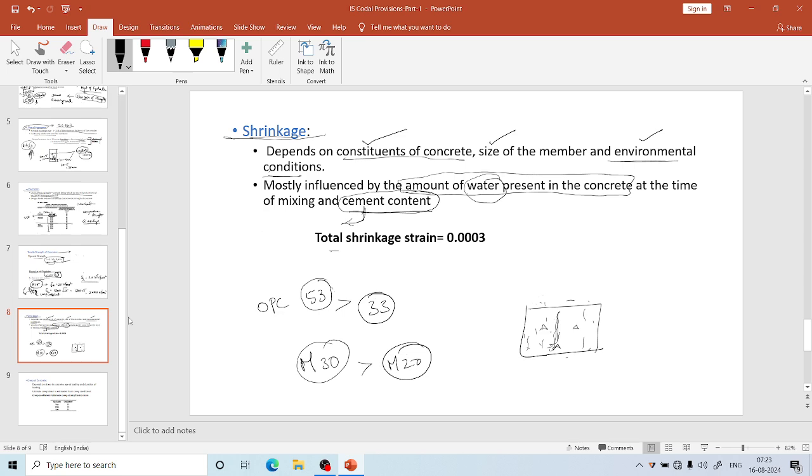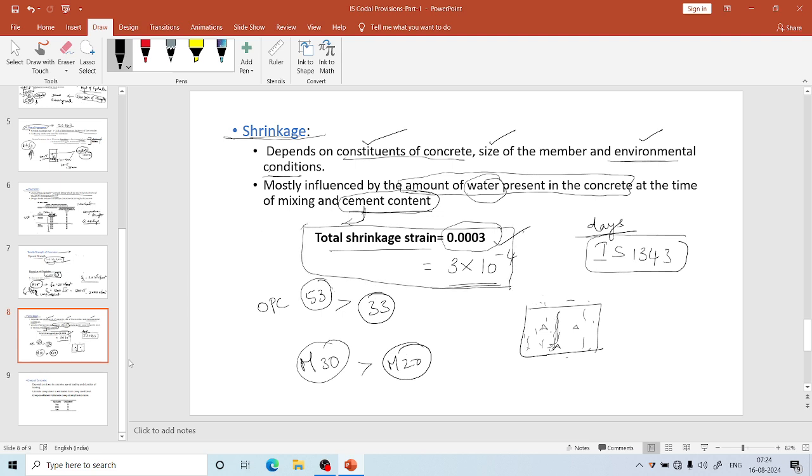So total shrinkage strain, in the absence of any data, we take as 0.003. But for clear parameters, they are mentioned in our pre-stressed concrete code IS 1343. Here in RCC, in the absence of data, we take total shrinkage strain equal to 0.003. Sometimes in the exam they will also ask like this, 3 into 10 to the power of minus 4. Have to remember this for total shrinkage strain.